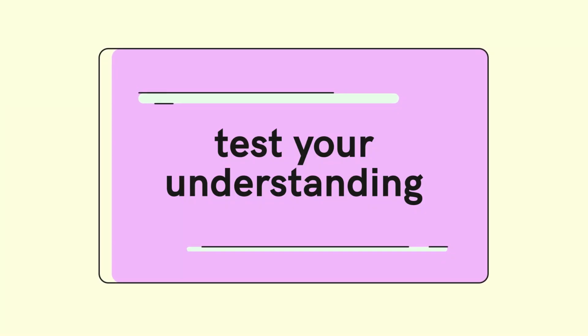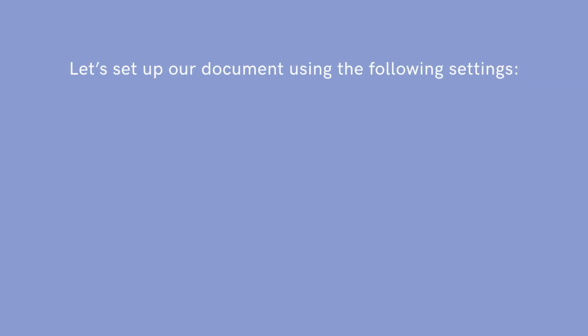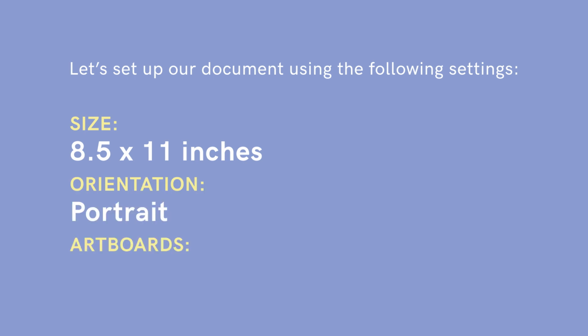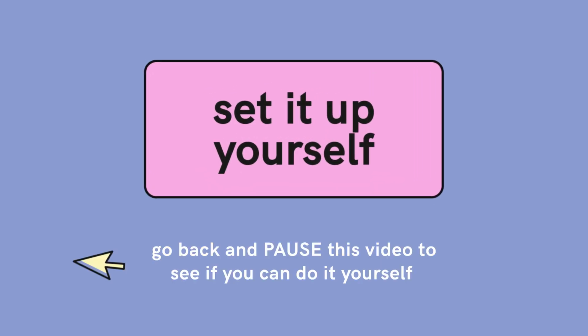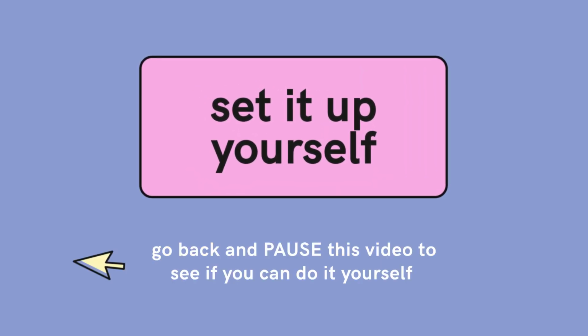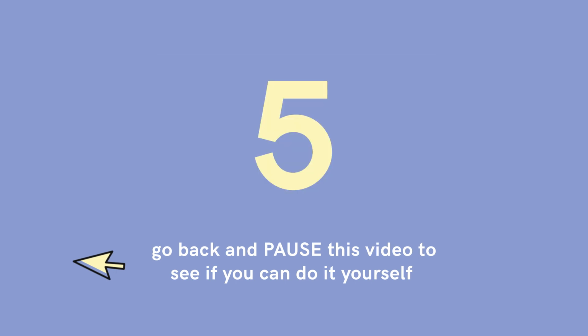Let's test your understanding. Let's set up a document using the following settings. The size will be 8.5 by 11 inches. Orientation will be portrait. There will be 3 artboards in this particular file. The raster effects is 300 PPI. The color mode is CMYK, and the bleed, just leave it blank. So now you can set it up yourself. Pause this video to see if you can do it yourself, and then we'll have the answers in a bit.